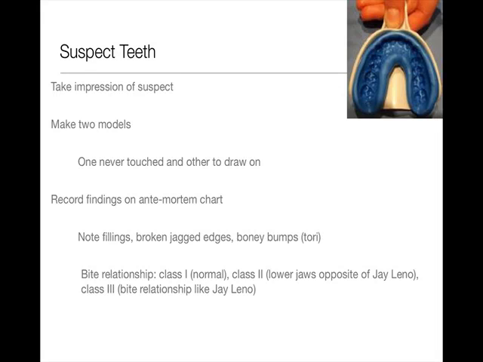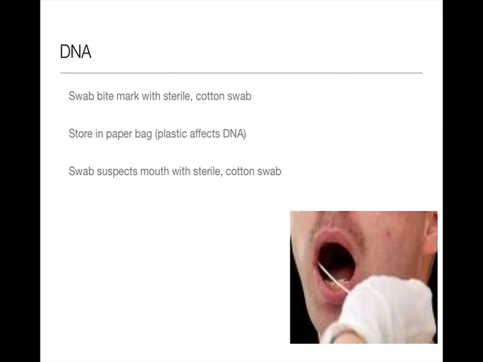So some of the things you would note are fillings, broken jagged edges, bony bumps, also known as tori, and then also the bite relationship. So class 1, which is a normal class where the maxillary teeth are nearly in line with the mandibular teeth. Class 2 is where the lower jaw is the opposite of Jay Leno, meaning that you have an extreme overbite, and class 3 is a bite relationship like Jay Leno, where you have an underbite, where the mandibular teeth come in front of the maxillary teeth.